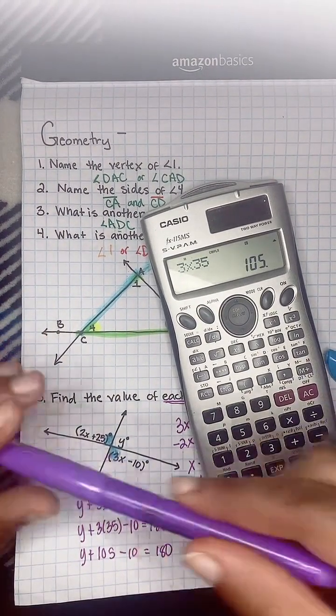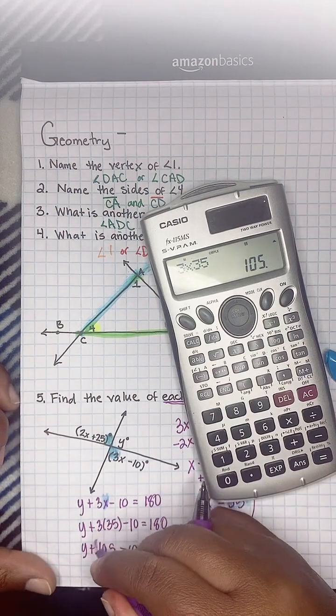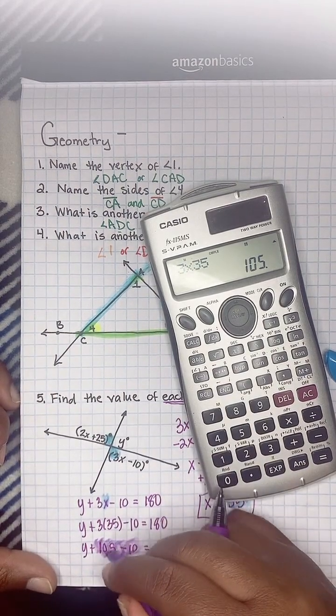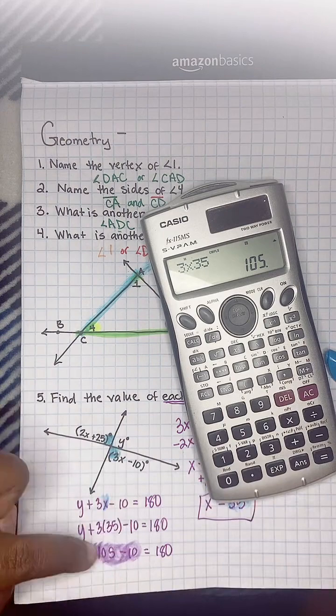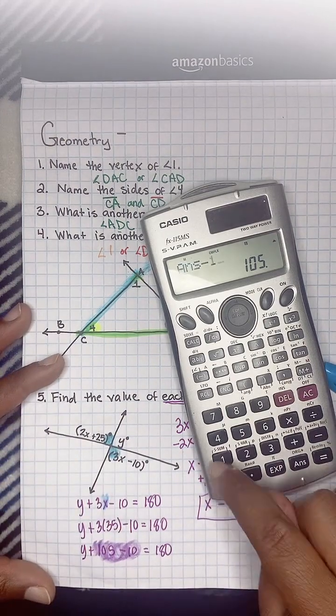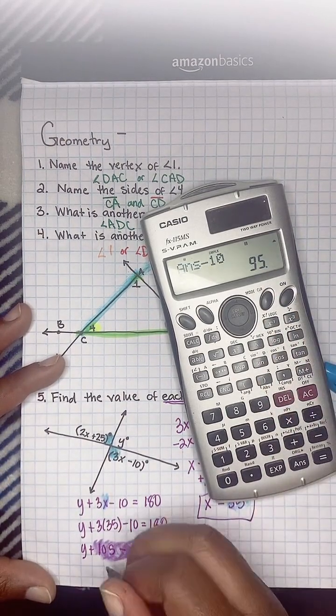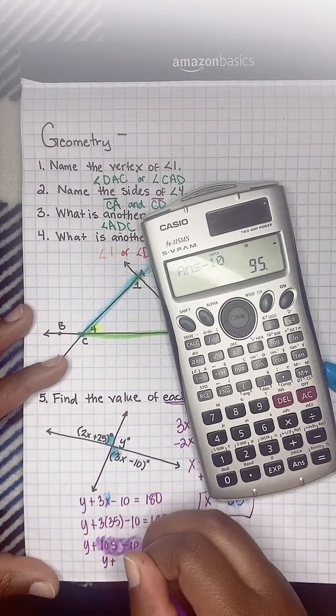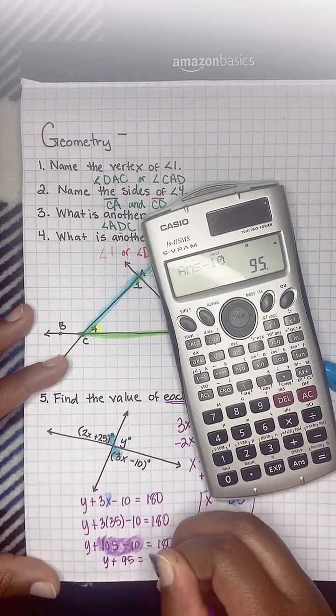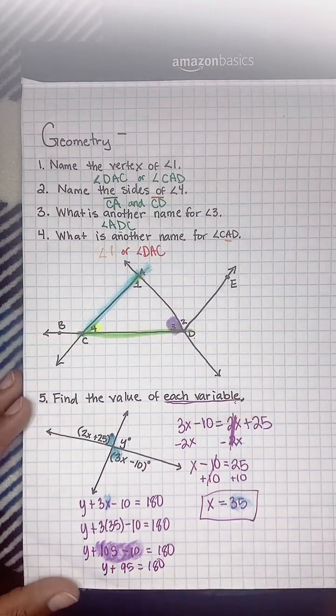You guys, these are like terms. This is where that algebra comes in. So we're going to combine these. Okay, so we're going to do 105 minus 10, and that's going to be 95. So we get y plus 95 equals 180. Can you guys see it okay?